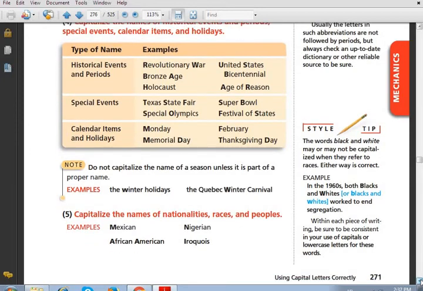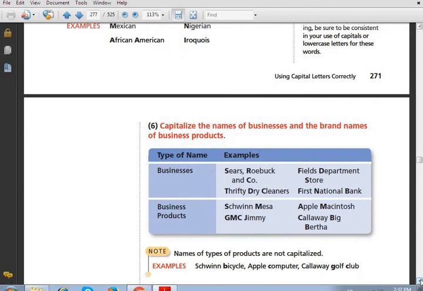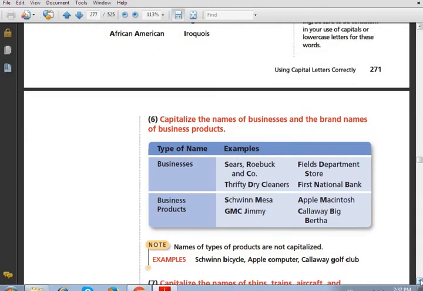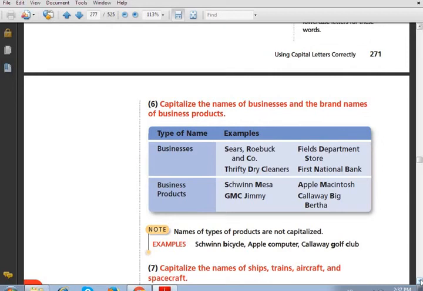What else do we have? Capitalize the names of buildings and other structures, just like Karen's Mansion, just like Golden Gate Bridge. We have a note here: don't capitalize words such as hotel, theater, church, and school unless they are part of a proper noun, just like the season, as I told you before.